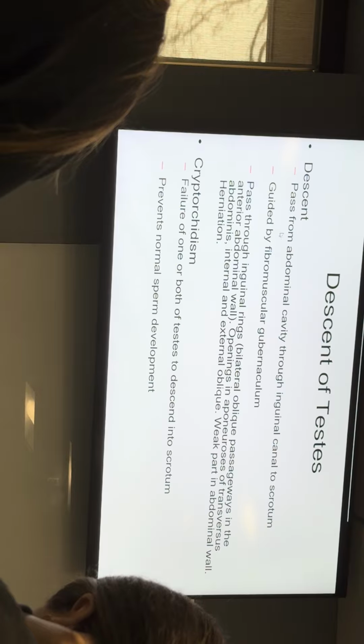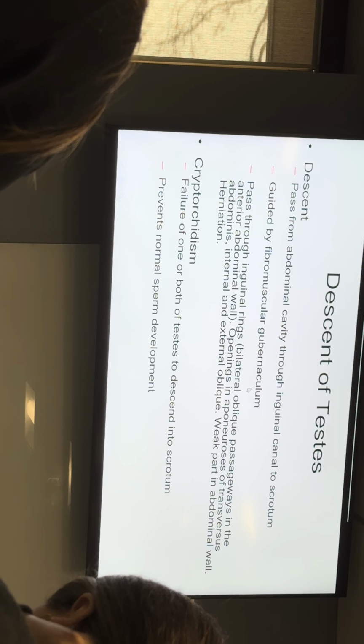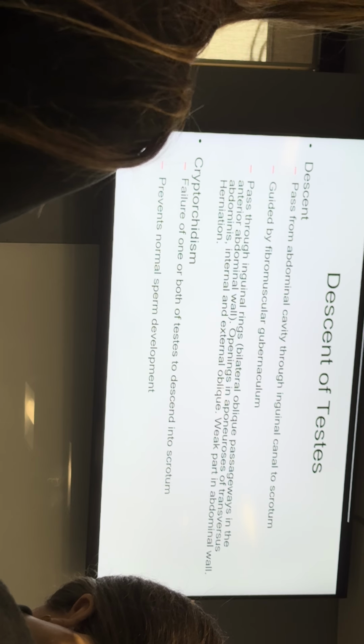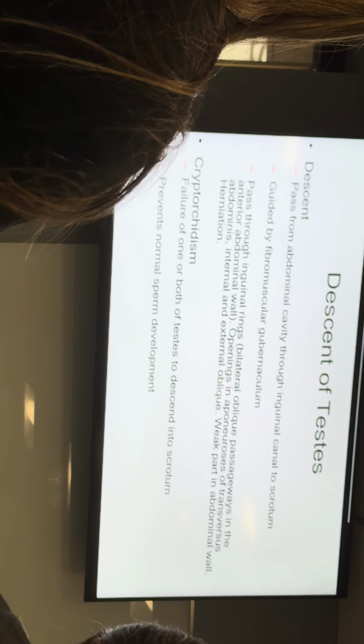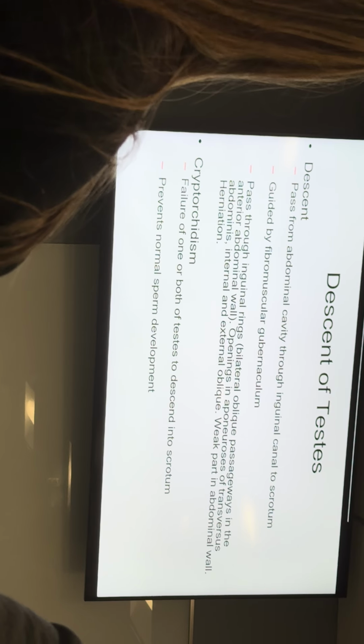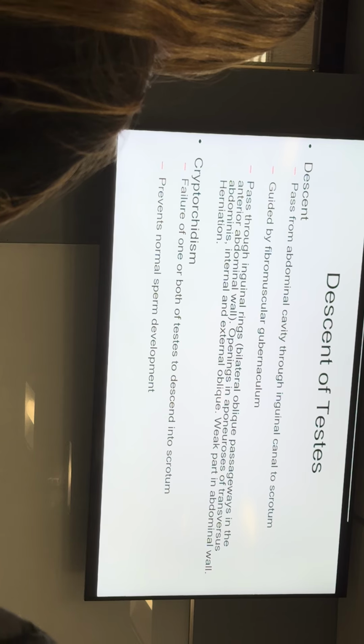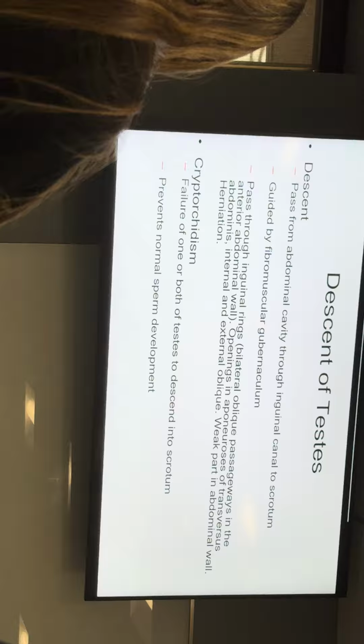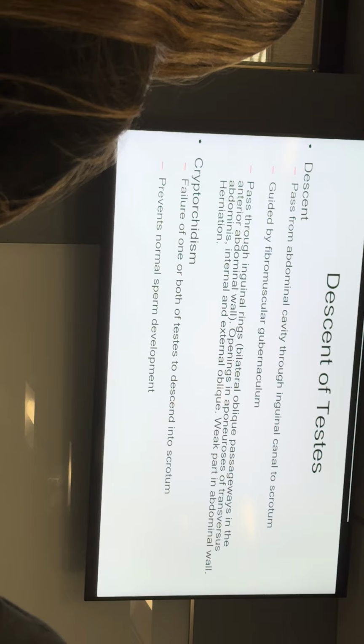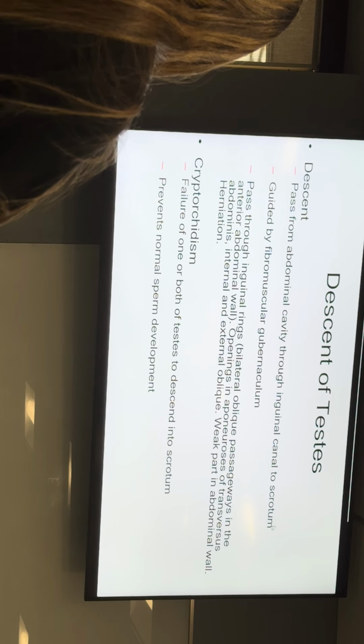What happens as they descend is there is this fibromuscular little tendon called a gubernaculum that goes from your scrotum up to your testicle, and it pulls it down. When it pulls it down, it has to pull your testicle through an opening in your abdominal wall called your inguinal canal. The testicle moves through the inguinal canal into the scrotum, and some of your peritoneum comes along with it. So you end up with a tiny little peritoneum inside the scrotum.